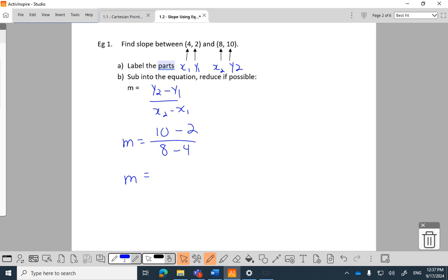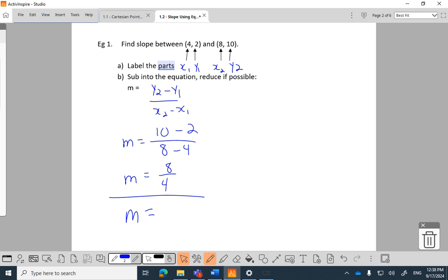What's 10 minus 2? 8. What's 8 minus 4? 4. I'll draw a line saying I'm essentially done at that point. I've got the rise, I've got the run, but you should reduce it. If you're really bad at reducing, call me over and I'll show you how to get your calculator to help you. Calculator can help with this, the reducing.